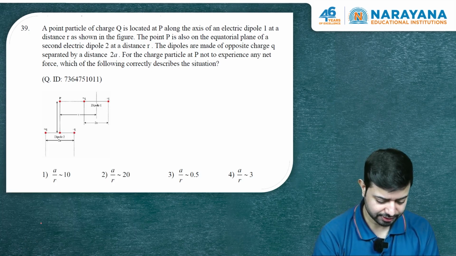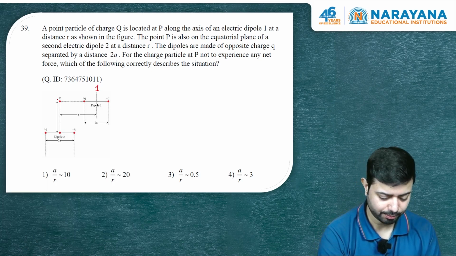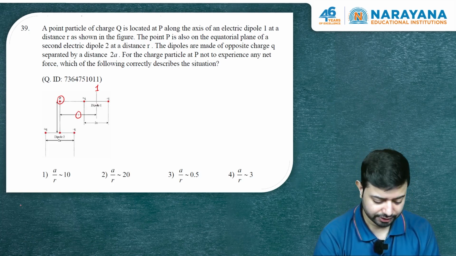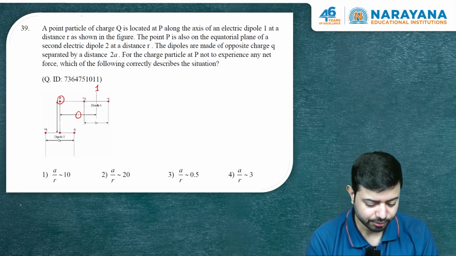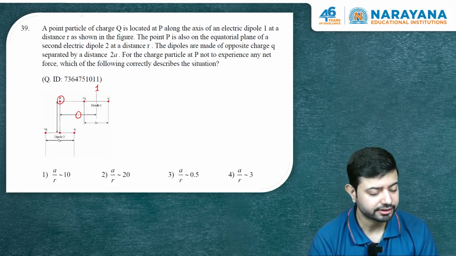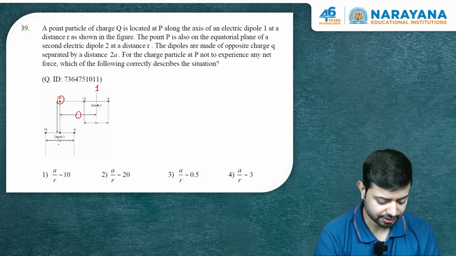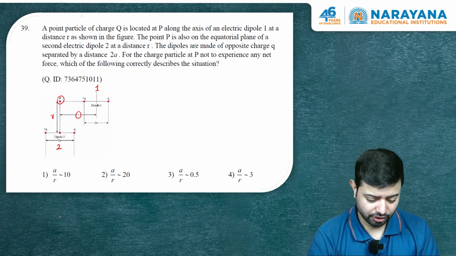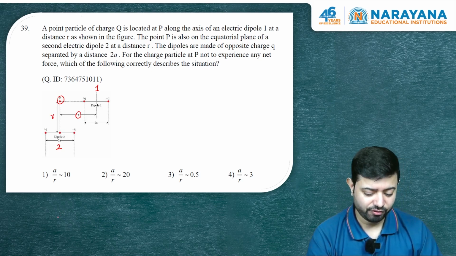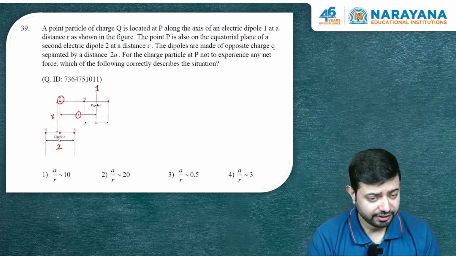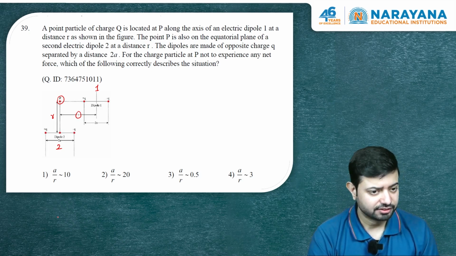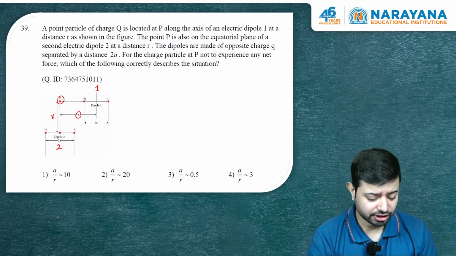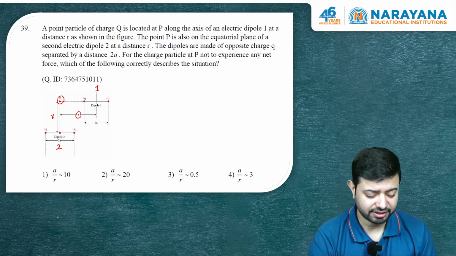So, where is it? This is my dipole 1 and this is the point P. How much distance? r. Okay. And then they are saying that the point P is also on the equatorial plane of the second electric dipole 2 at a distance r. This is my second dipole, and again that distance is going to be r. Okay. Now, the dipoles are made of opposite charge q, given already, separated by a distance 2a, and for the charged particle at P not to experience any net force.